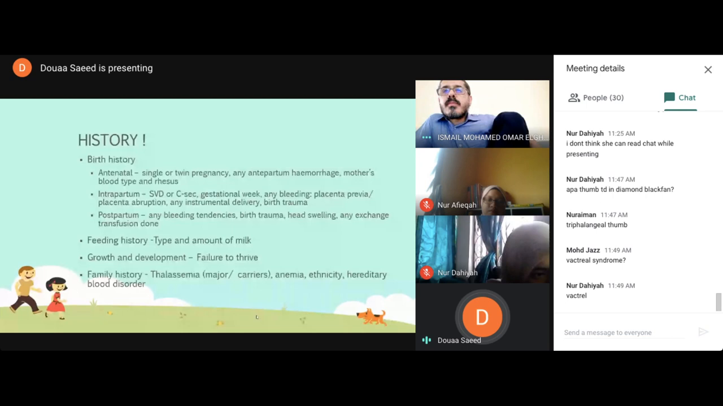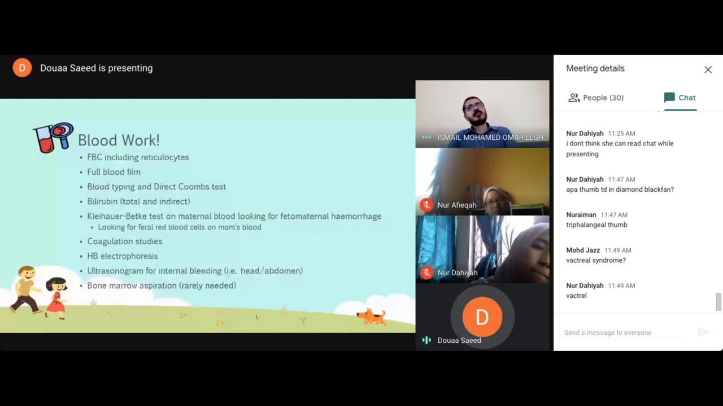So we move on to investigations. In investigations, you want to take a full blood count, including reticulocytes, a full blood film, typing and direct Coombs test, bilirubin, total and indirect, and you want to take the Kleihauer-Betke test. I'm not sure if I'm pronouncing it right, but this test is basically looking for fetal red blood cells in the maternal blood, and if you find them, it can be a sign of fetomaternal hemorrhage.